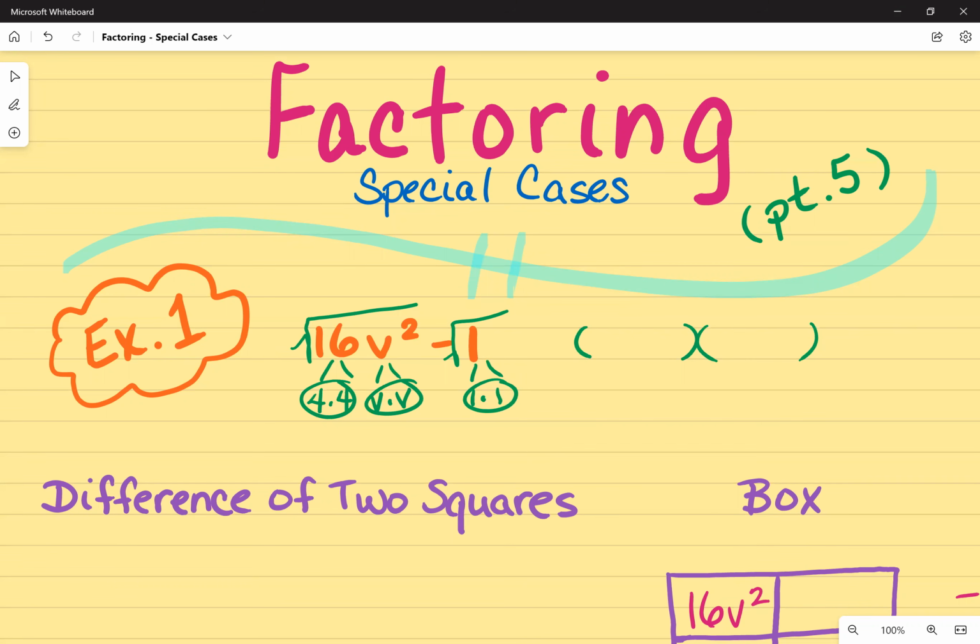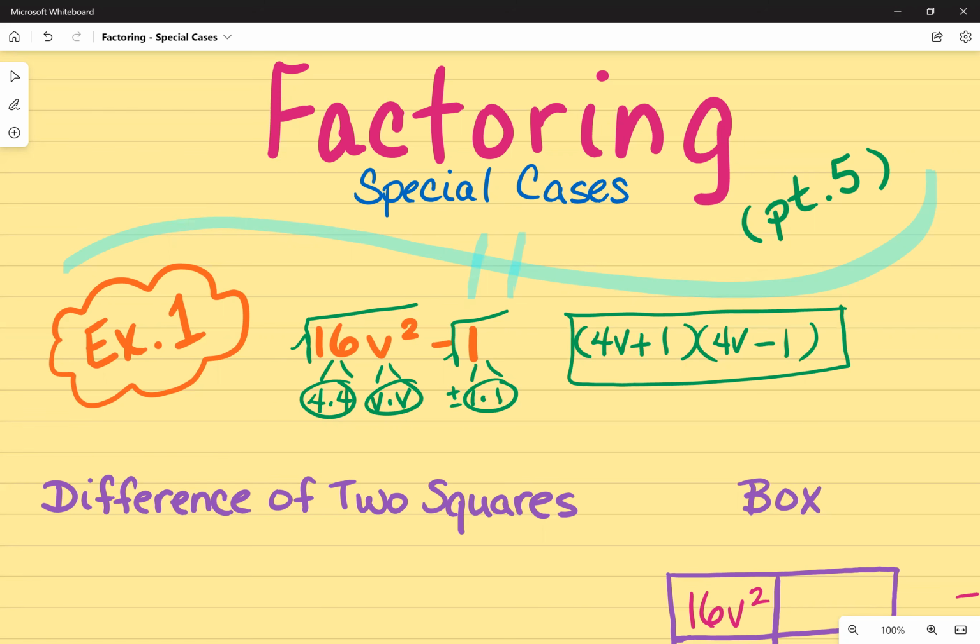So what's going to end up happening when I put my answer in my binomials is I'm going to end up with that 4v for my first term of each one of my binomials. And then on the other side, if you recall, the square root can give you a plus or a minus answer. So in one of the binomials, I'm going to have plus 1. In the other one, I'm going to have minus 1. So that's going to be my answer for that particular problem.